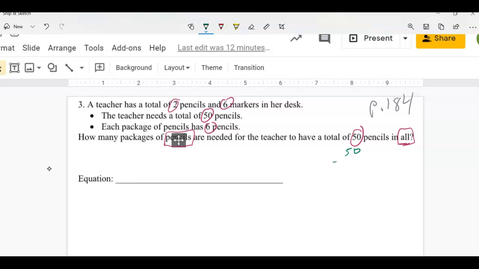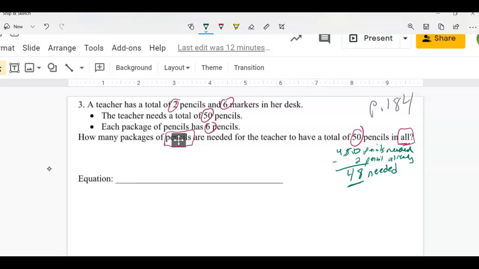Okay, so the 50 represents the pencils needed, and the 2 represents the 2 pencils that she already has. So we subtract that, and remember here we have to do some ungrouping because you cannot say 0 minus 2. So we go over here and we ungroup that 5 to 4, and then we come up with the 1. So that leaves us with 8. So 48 pencils are needed.